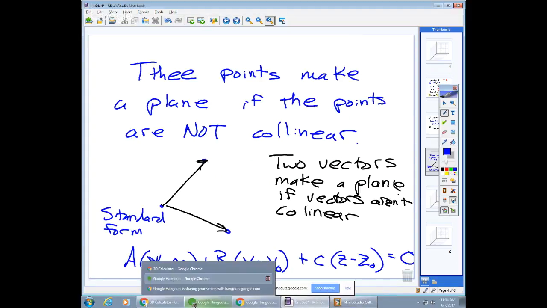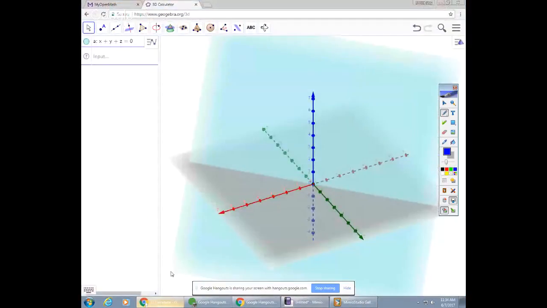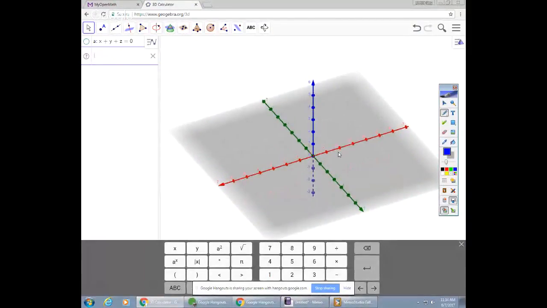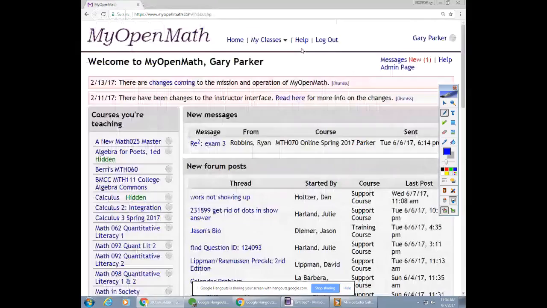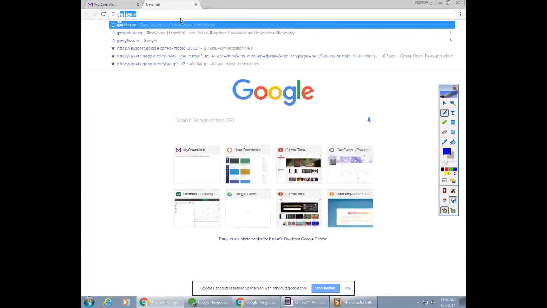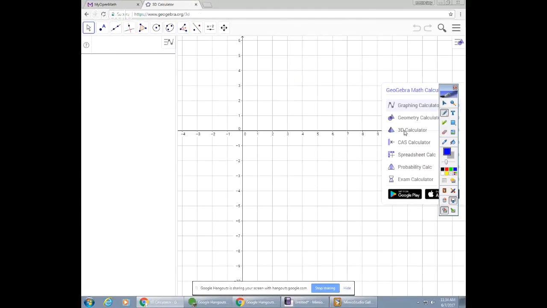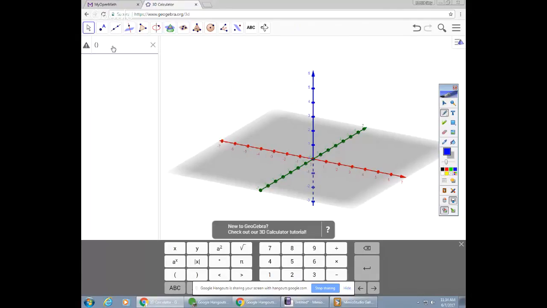So back to GeoGebra. Let's get rid of you and pick some points. How about, hello, why won't you type? Uh-oh, I broke GeoGebra. Turn it. Leave and come back. All right, there you go.